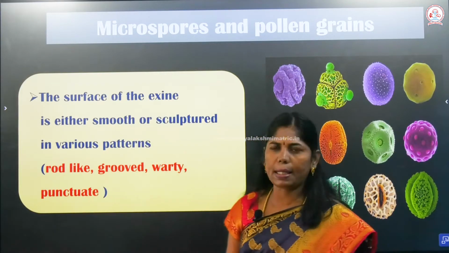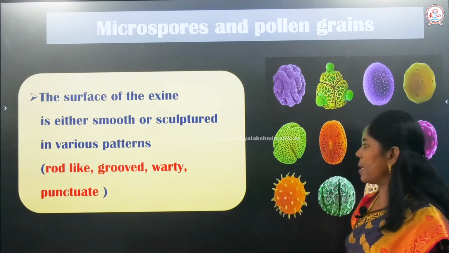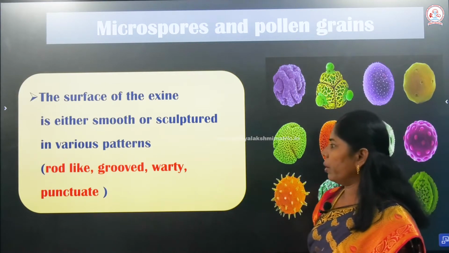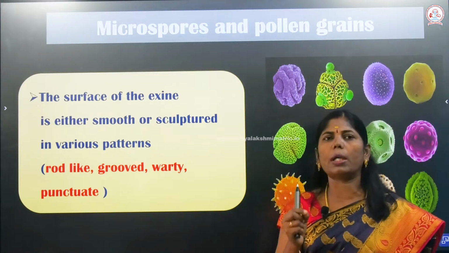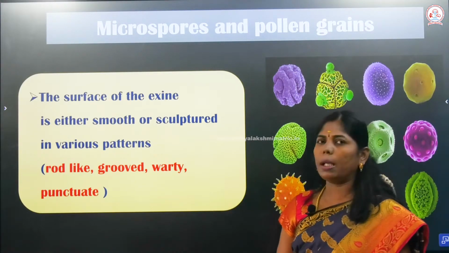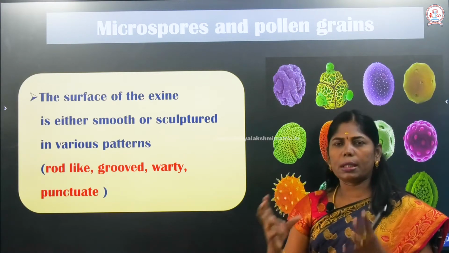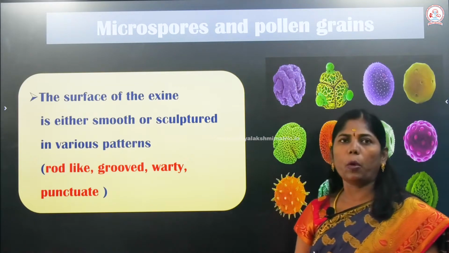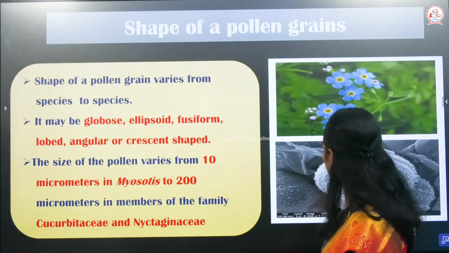And a warty structure, a tumor-like structure, we consider as warty. And punctate means a small dot is there. So this is the structure of the outer surface of the pollen grains, that is the exine.